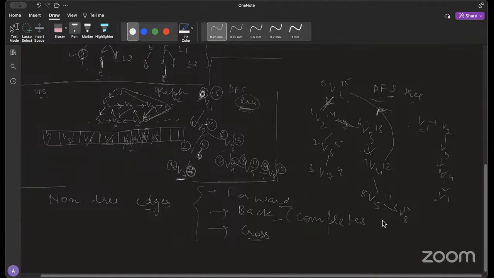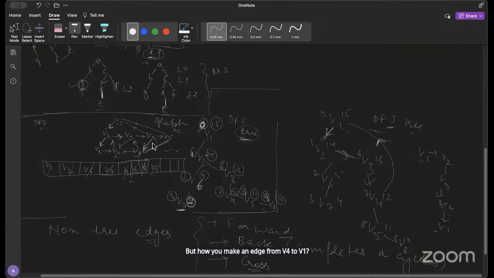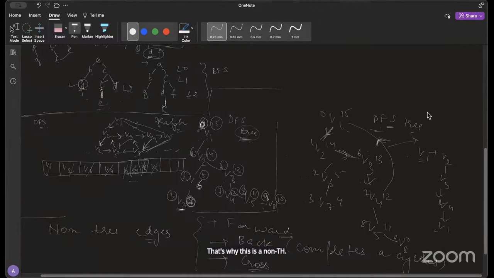But how do you make an edge from V4 to V1? There already is an edge here, V4 to V1 in the original graph. That's why this is a non-tree edge. We're not making any edge in the DFS tree. We just make it with a dotted line, from the reference of the original graph. I'm doing this for you to see that there is a cycle here. That's it. This edge forms a cycle. This is an edge in the original graph, and this forms a cycle. Doesn't mean it's an edge in the tree.